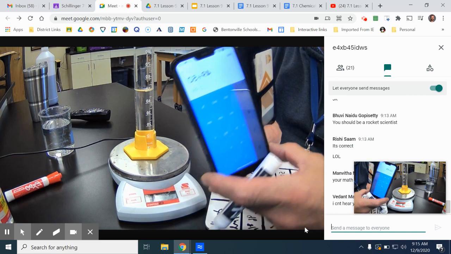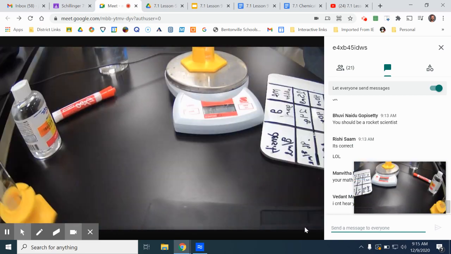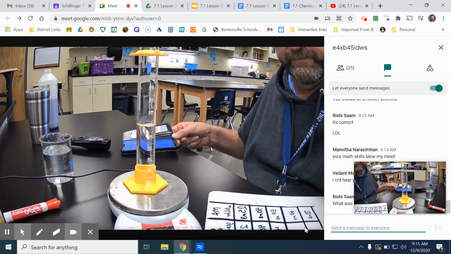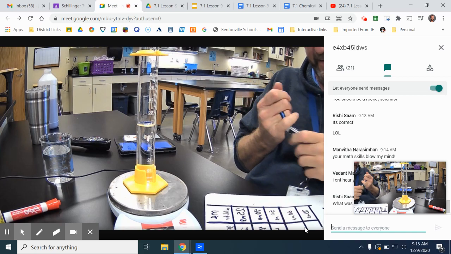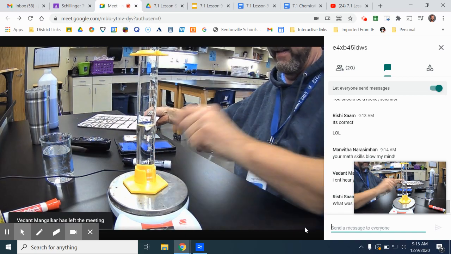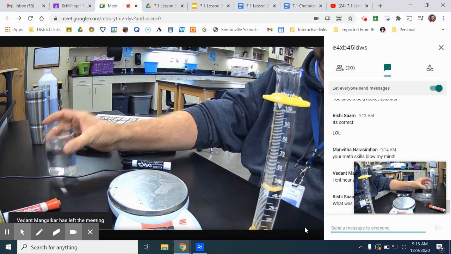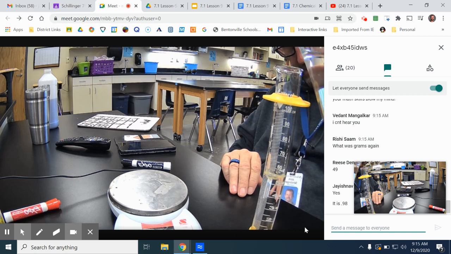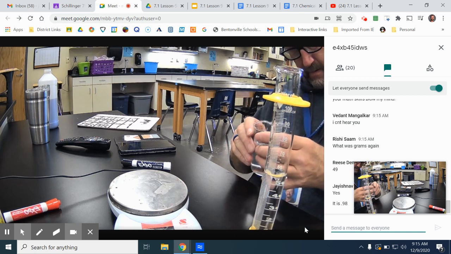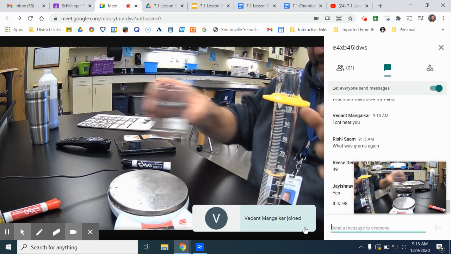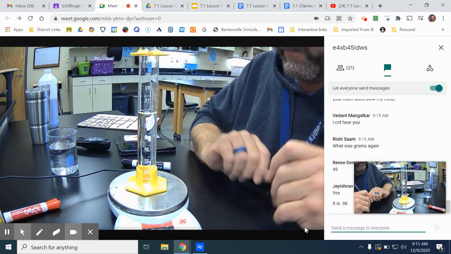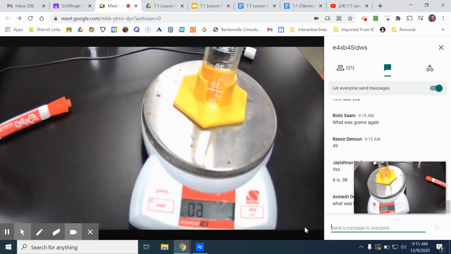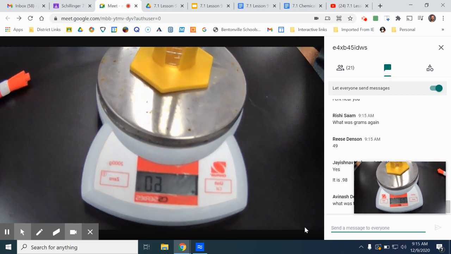Can I check on my Chromebook calculator? Sure. Just to be safe. And there's the grams reading right there. 49. 50. Going to 60 milliliters now. 60 milliliters of water, 60 grams.